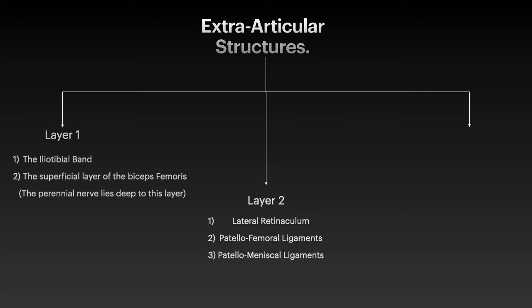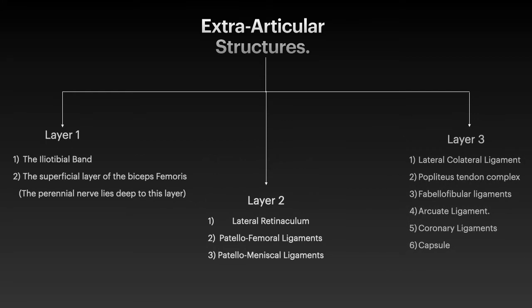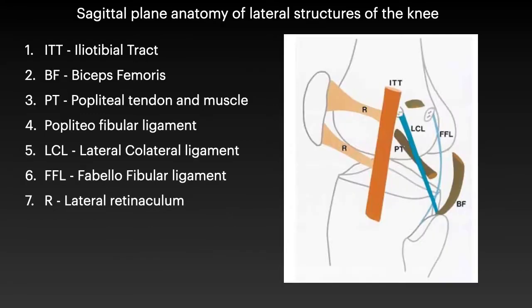Layer 2 comprises the lateral retinaculum, patellofemoral ligament and patellomeniscal ligaments. Layer 3 comprises the lateral collateral ligament, popliteus tendon, fabulofibular ligament, arcuate ligament, coronary ligament and the capsule. This is a diagrammatic representation of the posterior and posterolateral structures of the knee.